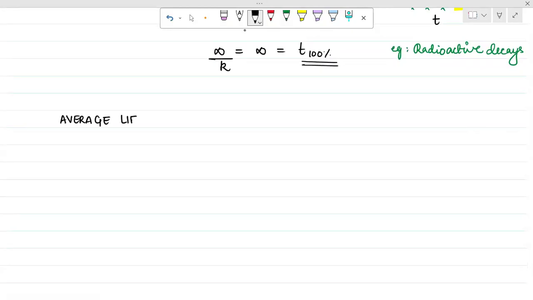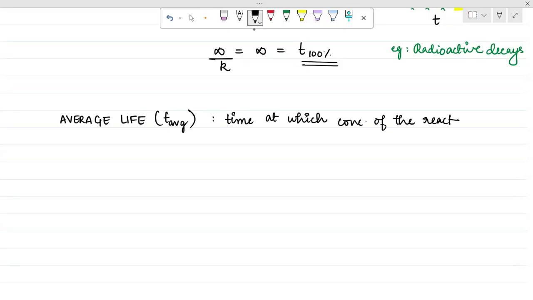Now for first order kinetics, there is another term called average life as well. Average life, you can write it as T average. Note down, it is the time at which concentration of the reactant is 1 by E times of its initial value.